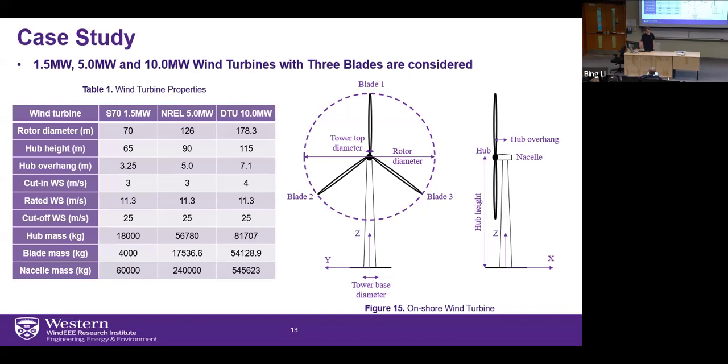For the case study, I consider three different wind turbines: 1.5, 5, and 10 megawatts. Usually 10 megawatts is a little big for onshore wind turbines, but I'm putting it here so that we can have a nice conclusion with variable size wind turbines. The main differences are the sizes. You can see all the parameters are given here. The diameter changes from 70 to 178 meters, and also the hub height and everything.